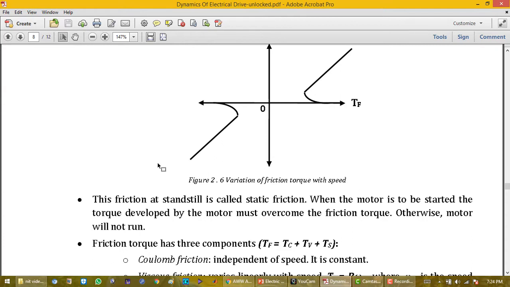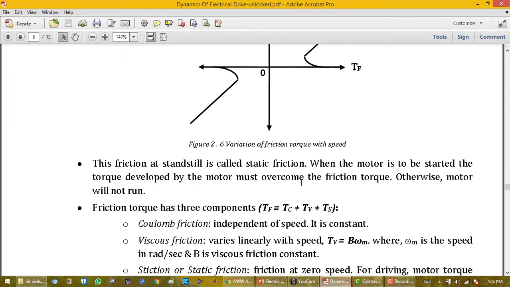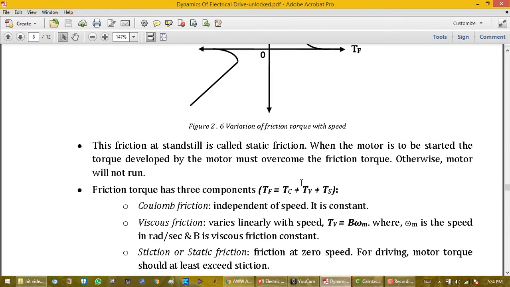So we have to overcome that friction when the motor is about to start, right? So we can say the frictional torque is the combination of three parts, that is TC plus TV plus TS: Coulomb friction, viscous friction and static friction. Okay, so this TS is basically 0 in dynamic condition.